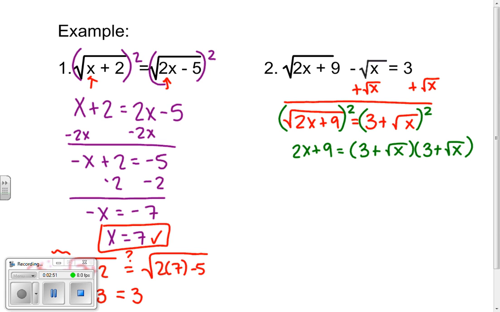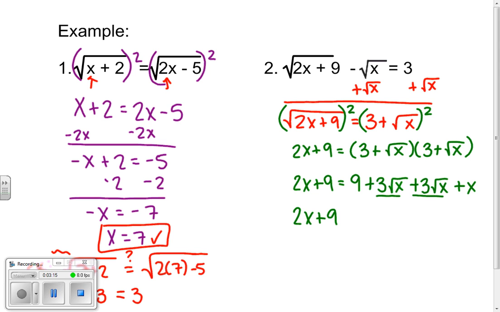So what we have here on the left is 2x plus 9. On the right, 3 times 3 is 9. 3 times the square root of x is 3 root x. Root x times 3 is another 3 root x. And root x times root x is just x. If I combine like terms, this 3 root x and that 3 root x will give me a 6 root x. So 2x plus 9 equals 9 plus 6 root x plus x.